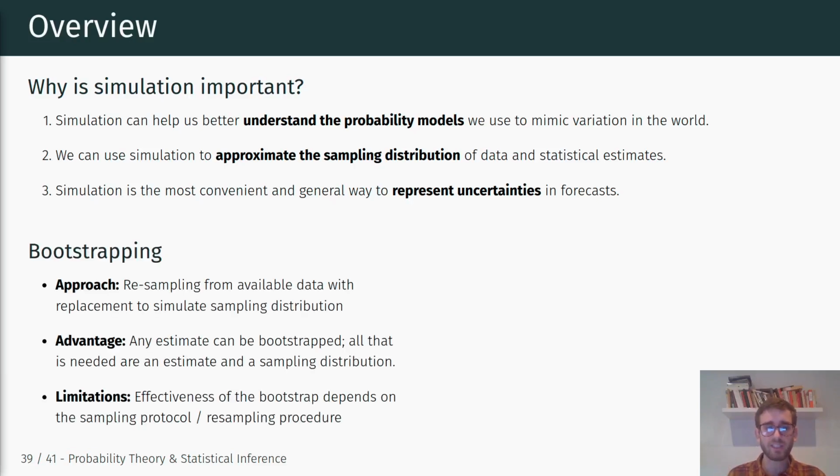Another topic that is mentioned in your readings that I just want to briefly mention is bootstrapping, which is a really important tool. Just very briefly, the basic idea behind the bootstrapping approach is to use resampling from your available data with replacement to simulate a sampling distribution, right?